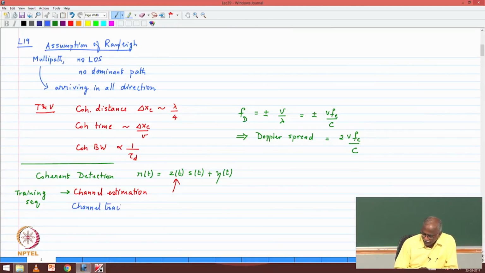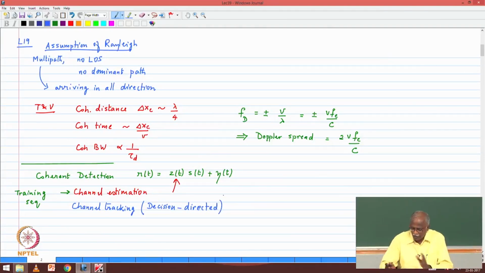And this channel tracking has to be based on the decisions that you have made using your demodulation scheme. So it is actually decision directed channel tracking. You would use the decisions that you have already made and do the channel tracking. So channel estimation, channel tracking, both of these are needed so that we can build our coherent detection scheme.